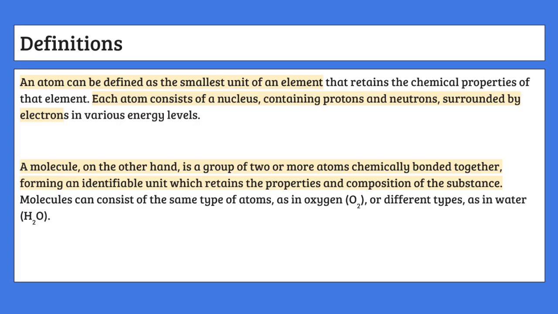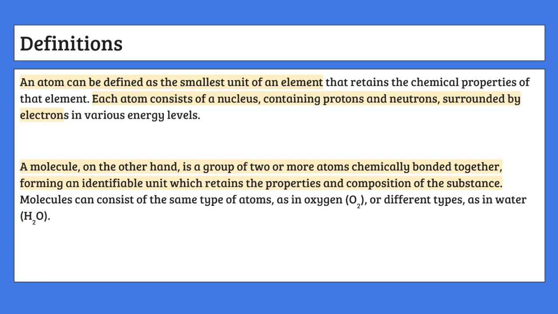Okay, let's start off with two key definitions that we need to remember. Now first off, the definition of an atom. An atom can be defined as the smallest unit of an element that retains the chemical properties of that element. Each atom consists of a nucleus containing protons and neutrons surrounded by electrons in various energy levels.